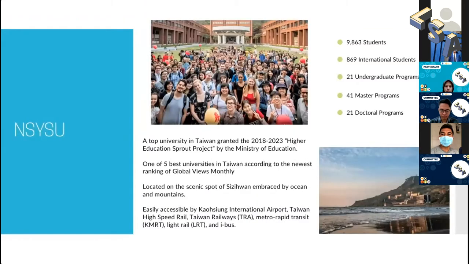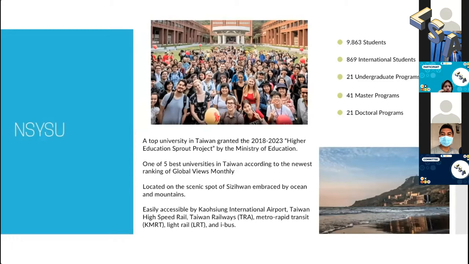The university was established in 1980, though it is still young compared to many well-established universities in the world. It is already one of the 5 best universities in Taiwan, according to the newest rankings of Global News Monthly. NSYSU has around 10,000 students, and 900 of them are international students. The ratio of undergraduate and graduate students is almost half and half.